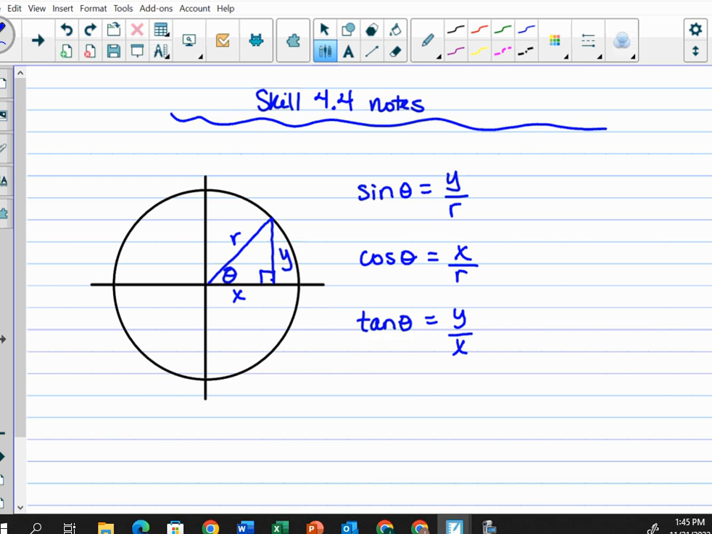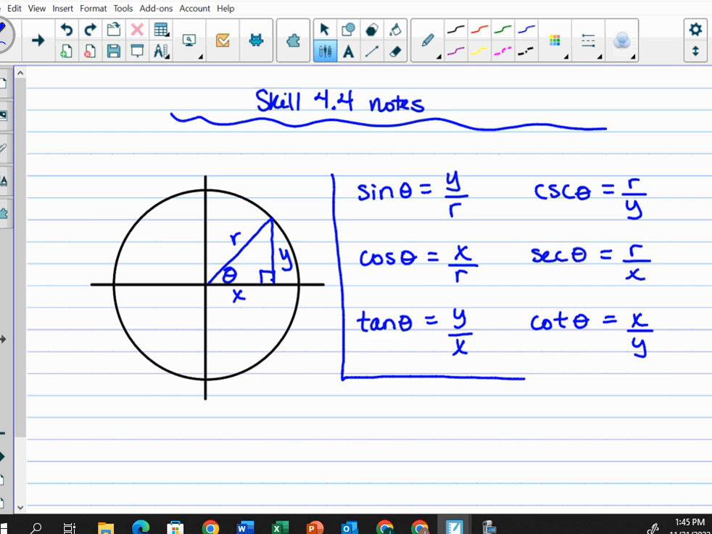You've learned since then what cosecant, secant, and cotangent are. So let's go over those again just to make sure we've got them. Cosecant is always related to sine. It's just the reciprocal of sine. So what would it be here? Yep, R over Y. Secant is always related to cosine. What will it be? R over X. Cotangent's the easiest to remember. It's related to tangent. It will be X over Y. Okay, so those 6 you need to know. They should hopefully make sense.